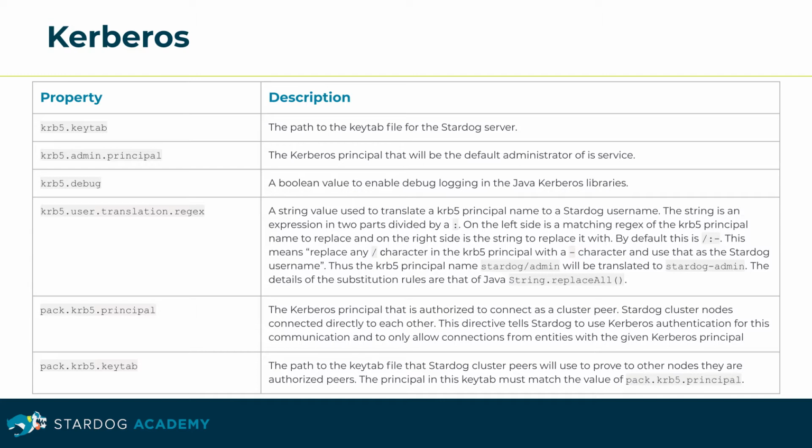When using a Stardog cluster, the pack.krb5.principal and pack.krb5.keytab properties are also needed to allow cluster nodes to authorize directly with one another for internode communication.